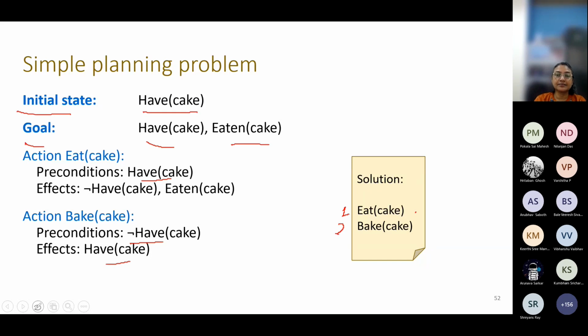Is this problem clear to you? The description of this problem? Is this clear? Yes, ma'am. Okay.